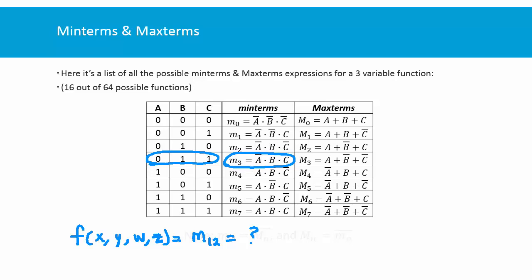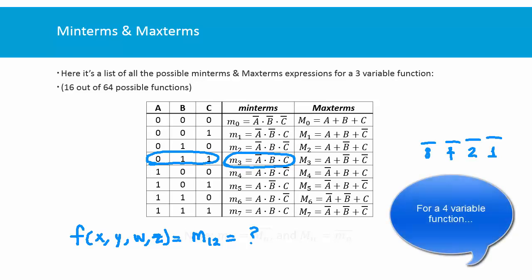Let's try to get number 12 in binary. So in binary, we have spaces, and each space is worth something. In this particular case in binary, the first digit is worth 1, the second digit is worth 2, the third digit is worth 4, and the final digit is worth 8.